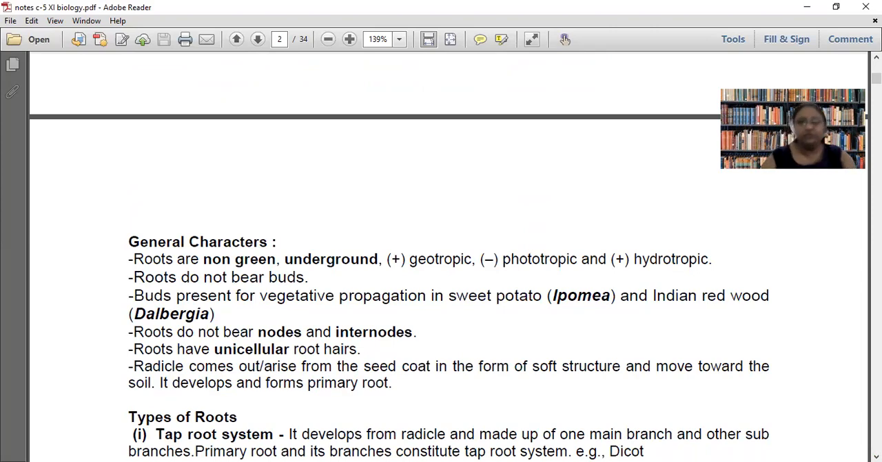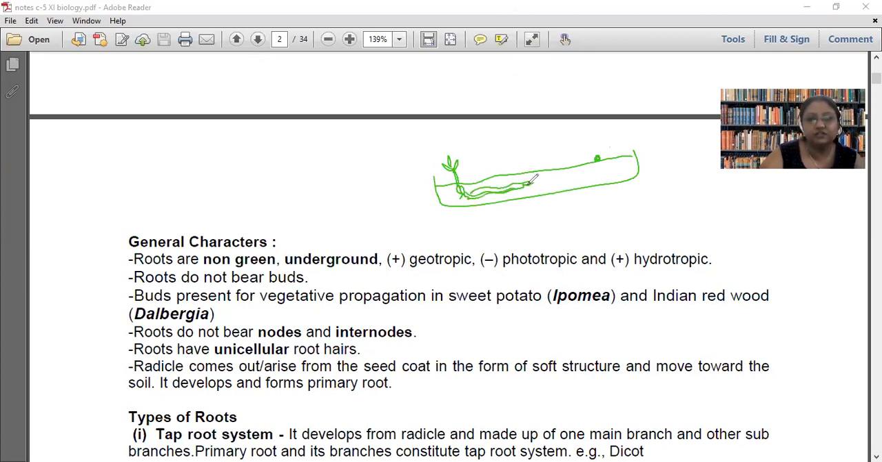If you do a small experiment at your house, in a big pot, you fill it with sand, plant a sapling over here, and water this part. You will see the root will grow towards water. Slowly and steadily, the root will go towards the area where you are putting water. That's why we say that the root is positive hydrotropic.